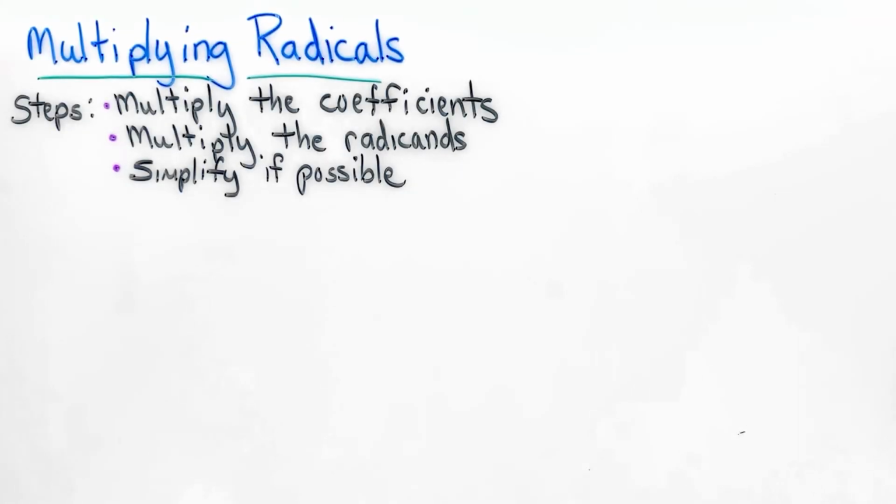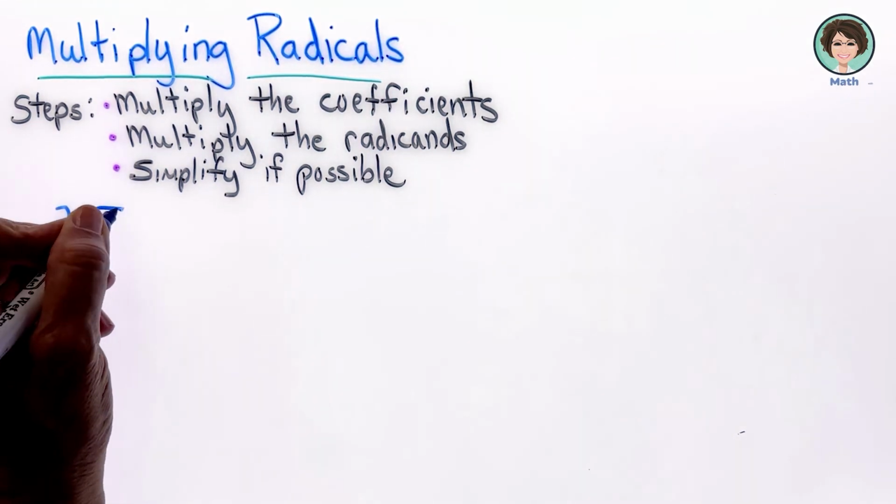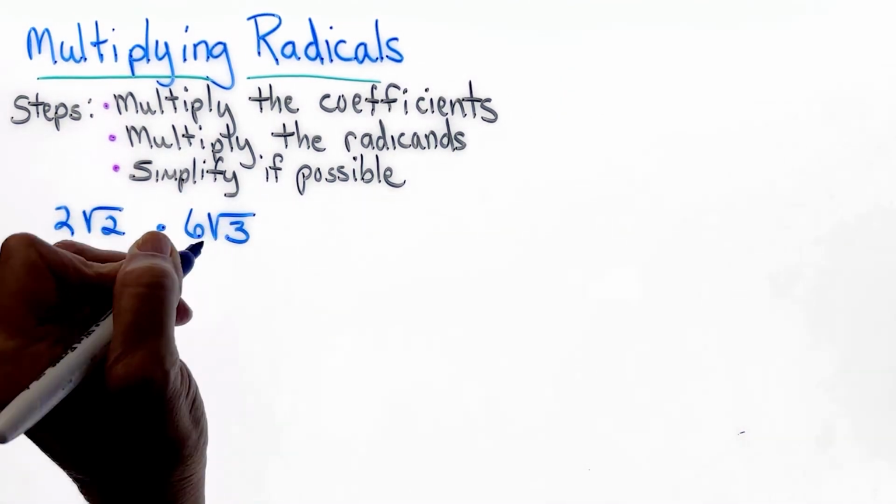This lesson is about multiplying radicals. The steps that we're going to do today are to multiply the coefficients, multiply the radicands, and then simplify. So let's start with 2 square roots of 2 times 6 square roots of 3.